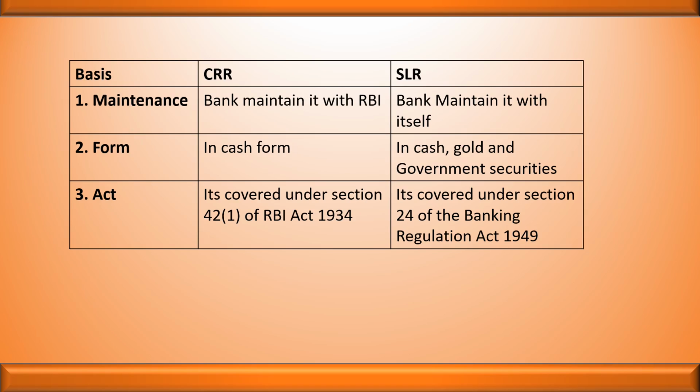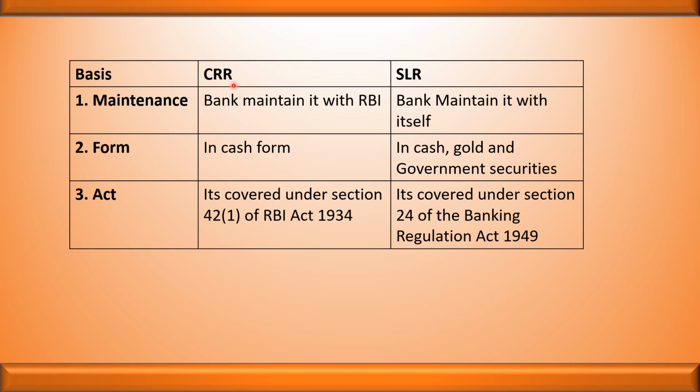Let us see the basic difference between the cash reserve ratio and the liquidity ratio. Remember one thing, the cash reserve ratio is maintained in the RBI and the liquidity ratio is maintained with itself. I mean the bank maintains it with itself. The cash reserve ratio will always be in the form of cash, and the liquidity ratio will be maintained in the form of cash, gold and government securities.